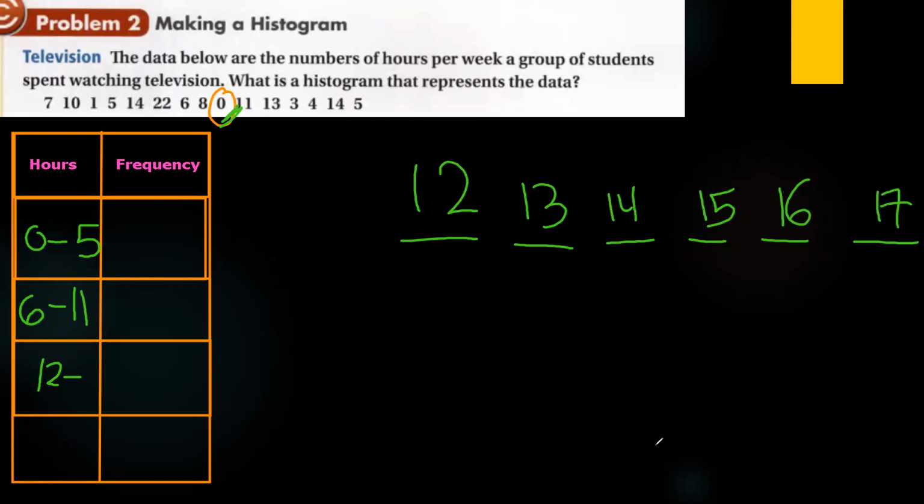The length of interval is 6, so make 6 blanks. So from 12 up to 17. Then, what's the number after 17 now? 18. 18, bravo.